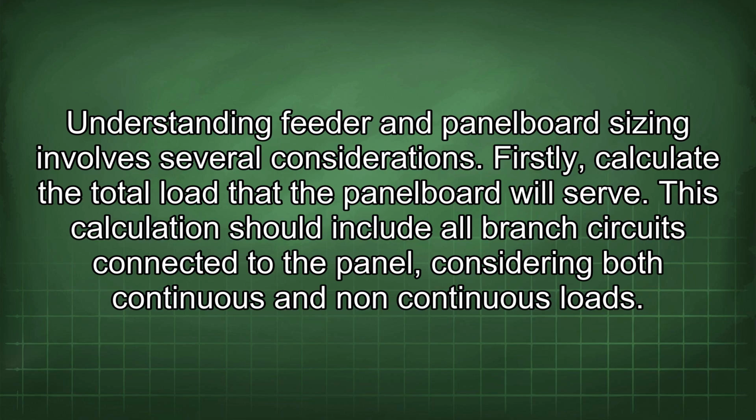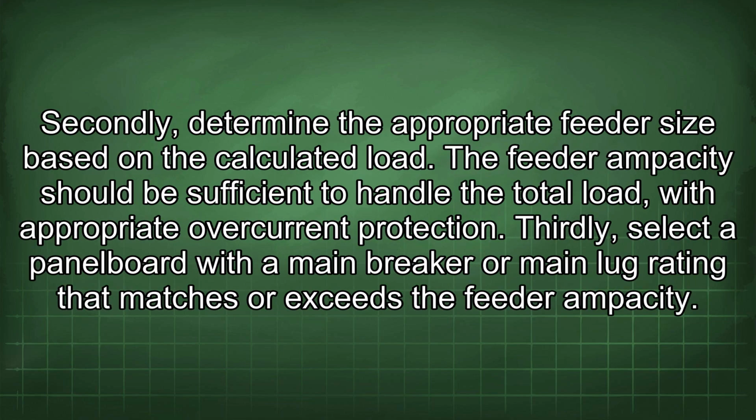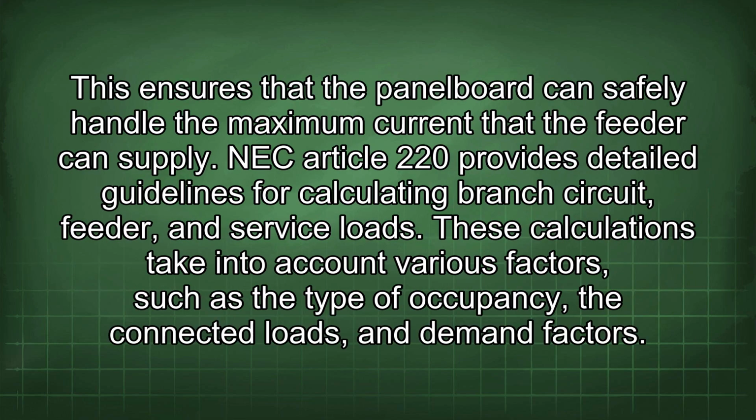Firstly, calculate the total load that the panel board will serve. This calculation should include all branch circuits connected to the panel, considering both continuous and non-continuous loads. Secondly, determine the appropriate feeder size based on the calculated load. The feeder ampacity should be sufficient to handle the total load with appropriate overcurrent protection. Thirdly, select a panel board with a main breaker or main lug rating that matches or exceeds the feeder ampacity. This ensures that the panel board can safely handle the maximum current that the feeder can supply.